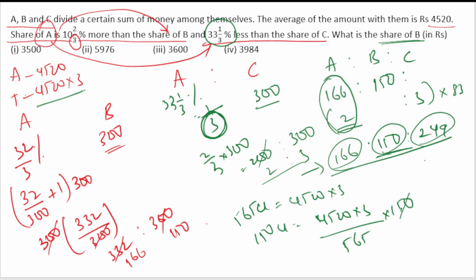If you simplify, we'll get 5 into 30, 5 into 113. And here 113 into 4 is 452. So here 40 into 3 into 30. It is 9 into 4, 3600. 3600 is the share of B. Third option. That's all for this video. Thanks for watching.